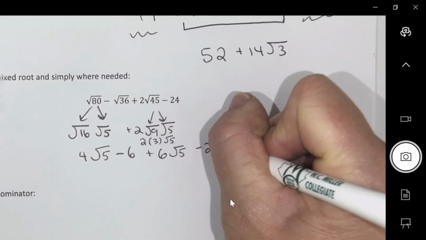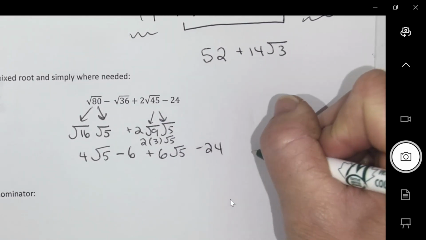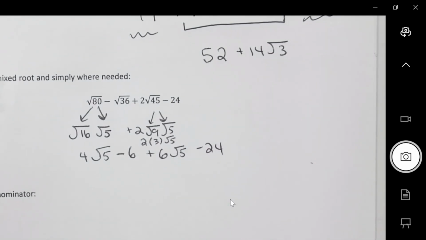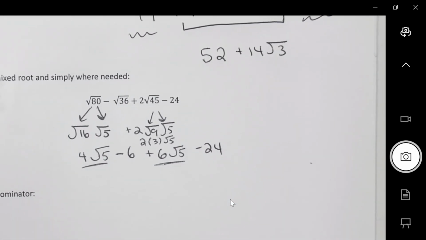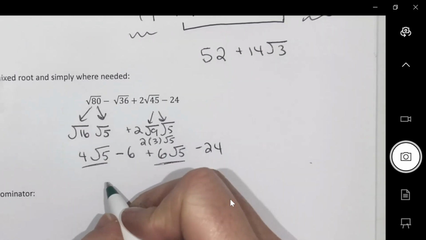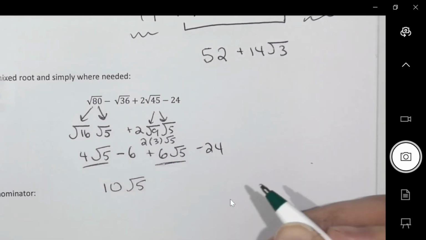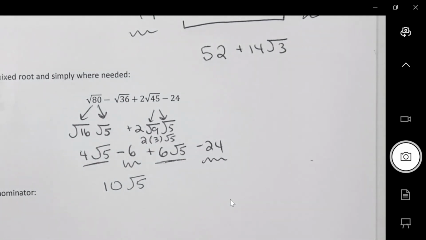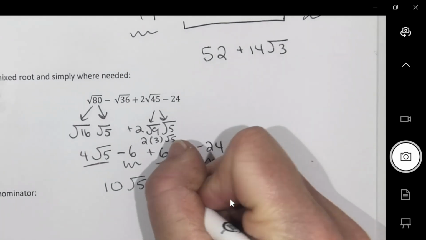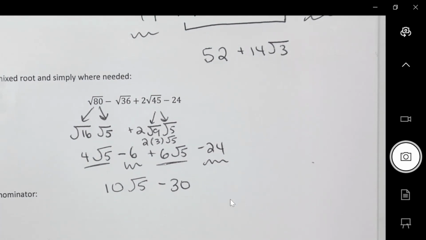And minus 24. Okay, now you're ready to put stuff together. Root 5s and root 5s. How many root 5s altogether? 10 root 5. Those can also be put together because they're similar terms. So minus 30.